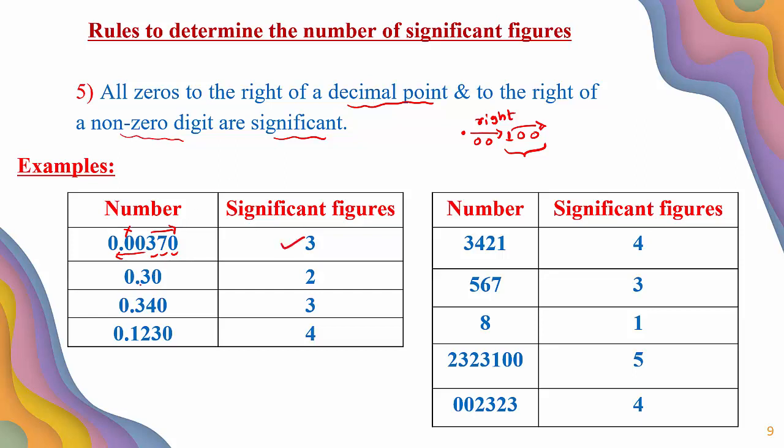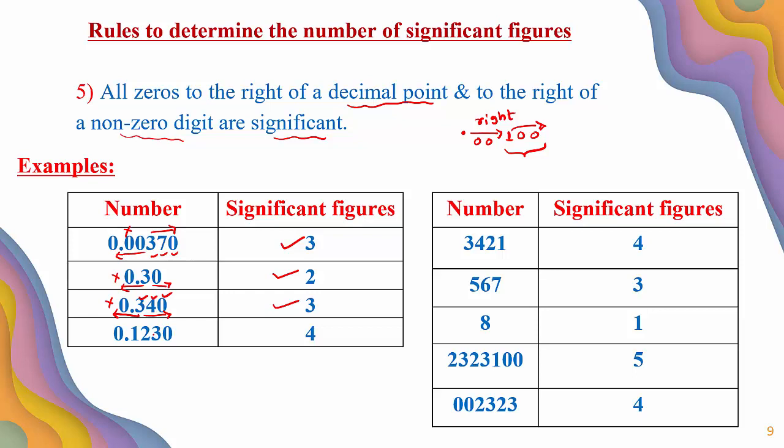In the second example, left side is not considered. Only right side is considered. So, there are totally 2 significant figures. Here also, on the left side of the first non-zero digit is not considered. Only right side is considered. So, 1, 2, 3. Totally there are 3 significant figures.